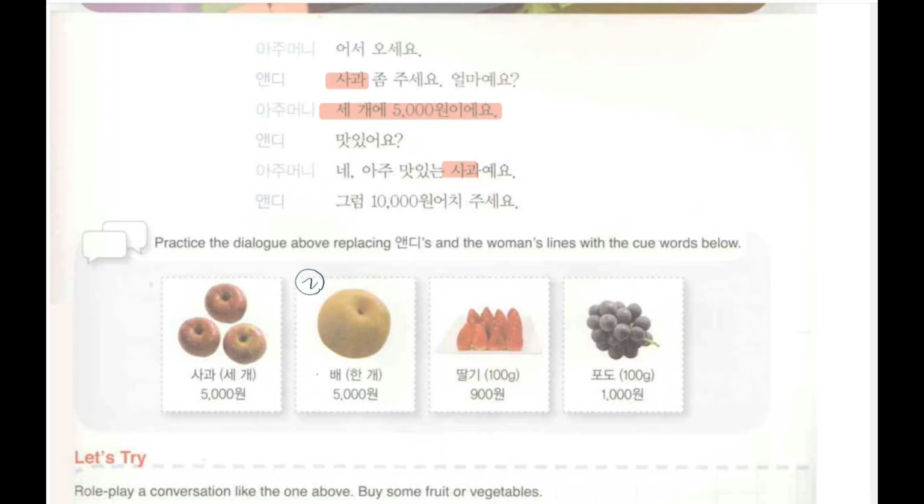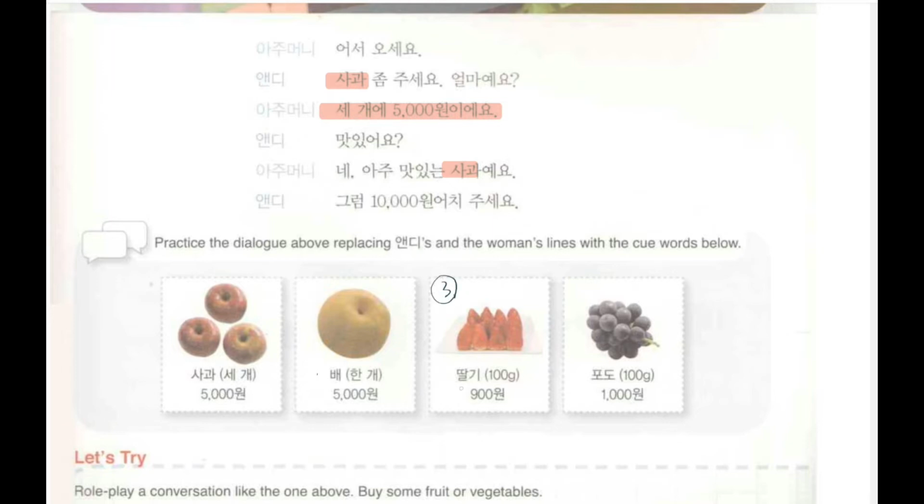Okay, very good. Then here's the quiz. How many pears will Andy receive? Exactly. 2, isn't it? That's a very easy math question. 자, 3번 갑시다. 3번. Now we want to buy strawberries.